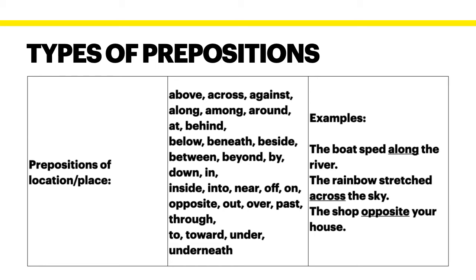And some example sentences. The boat sped along the river. It shows the location or the place where the boat was speeding. The rainbow stretched across the sky. The shop opposite your house. So you can see how in all these sentences the prepositions along, across, and opposite show relationships of place.